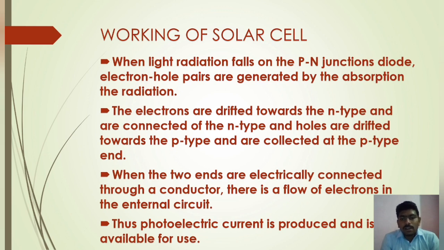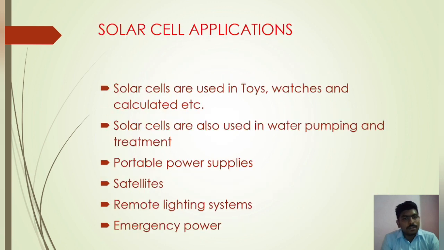Whenever the electrons drift toward the n-type semiconductor and the holes drift toward the p-type semiconductor, and these two ends are electrically connected by a conductor, there is a flow of electrons in the external circuit. This flow of electrons in the external circuit generates an electrical current, and thus the electrical current is available for use. These are some applications.